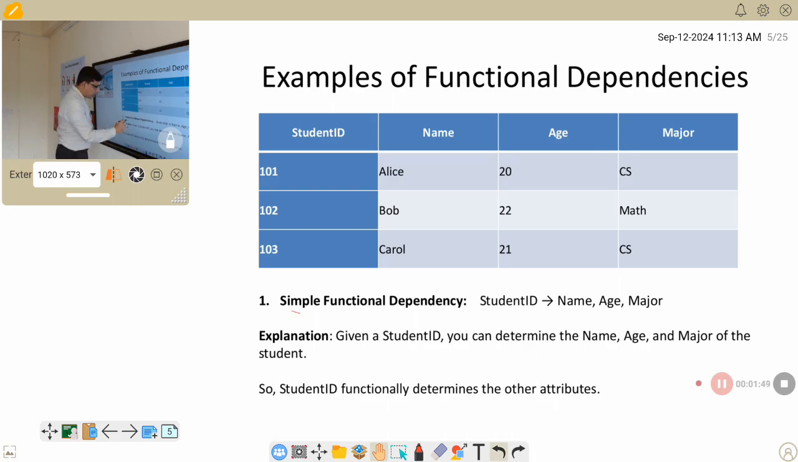So, simple functional dependencies. This is an example of this, where the name, age and major are dependent on the attribute student ID. So student ID here is unique: 101, 102 and 103. So this attribute can uniquely identify the row in this table, that uniquely identifies the name, age and major. So the name, major and age are functionally dependent on the student ID. Student ID functionally determines the other attributes here.